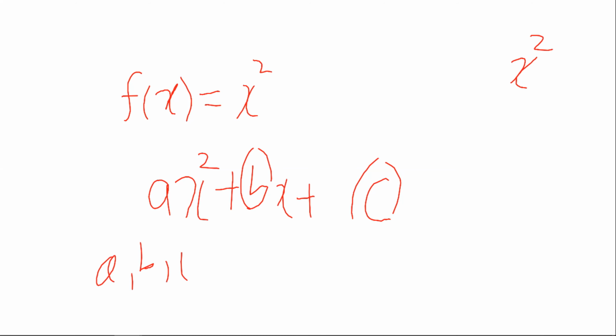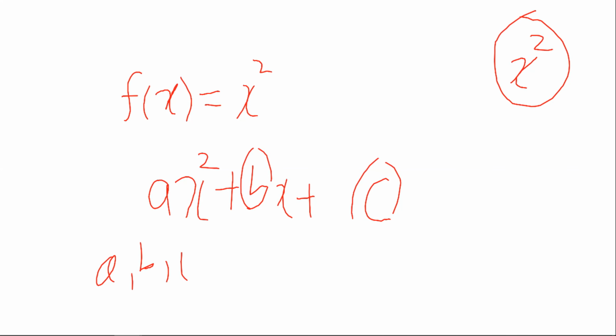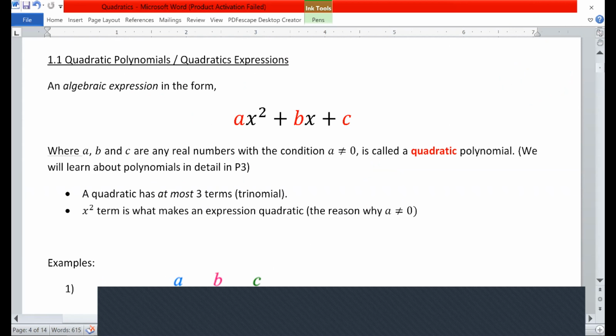Yes, so B and C can be zeros. So in your quadratic, you might only have... wait, I will take you back to the note a little bit. I think it looks like you have forgotten something. This is what we discussed on the first day when we started quadratics. Let me go back up, all the way back up.